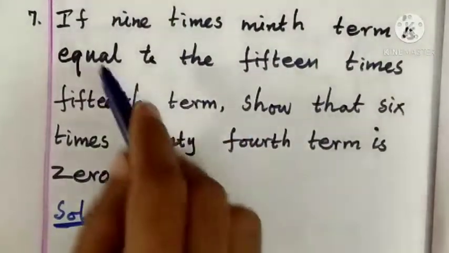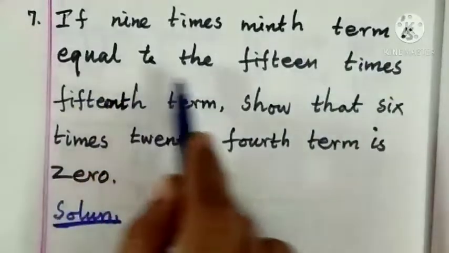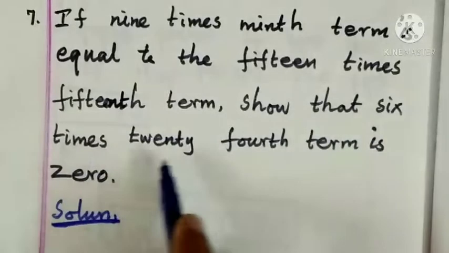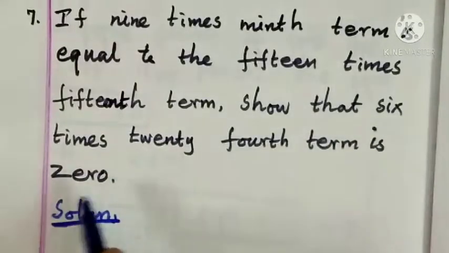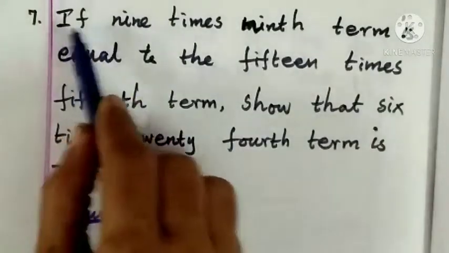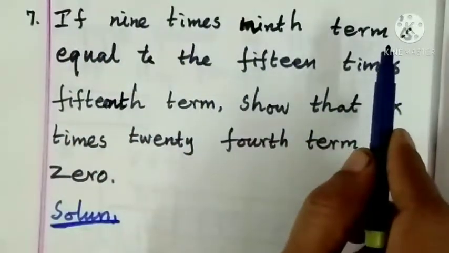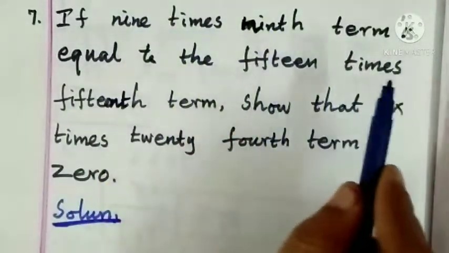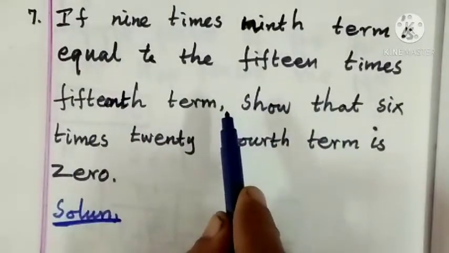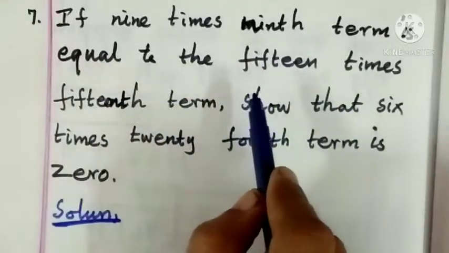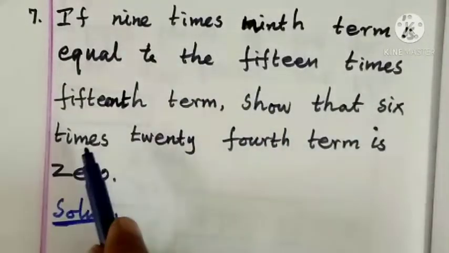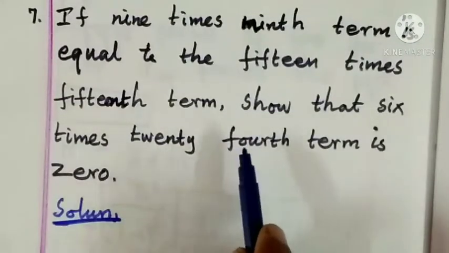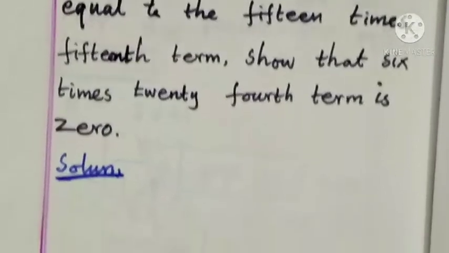See the question. If 9 times the 9th term is equal to 15 times the 15th term, show that 6 times the 24th term is 0. In this question, what is given? If 9 times the 9th term, it means 9 into T9 is equal to 15 times the 15th term, that is 15 into T15. From this we have to verify that 6 times the 24th term, that is 6 into T24, is equal to 0. Let us do the solution.